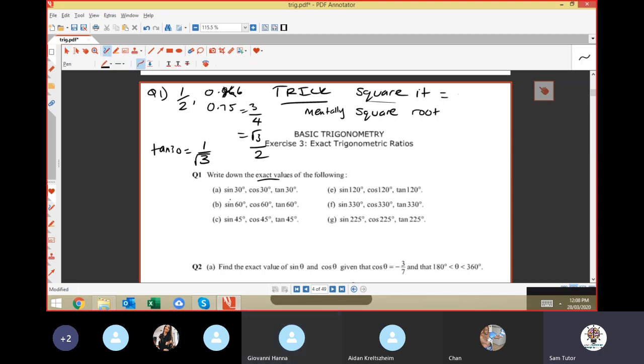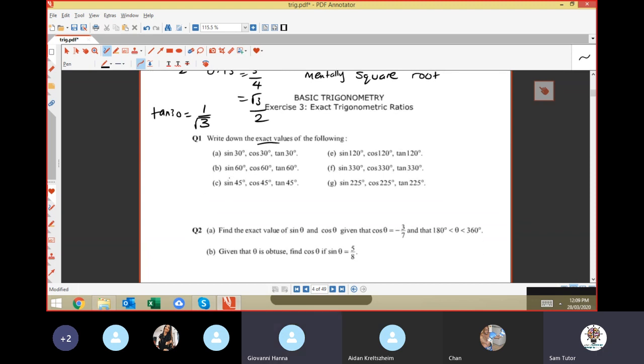Okay. Well then let's do B together as well. Sine 60. Plug it into your calculator. What does it say? 0.866. Is that an exact value? No. That goes on forever. So what are you going to do? Square it. Press SD. 3 over 4. And then? I mentally square root it. So what's your answer? 3 over 4, and then it goes to root 3 over 2. Root 3 over 2. That's correct.